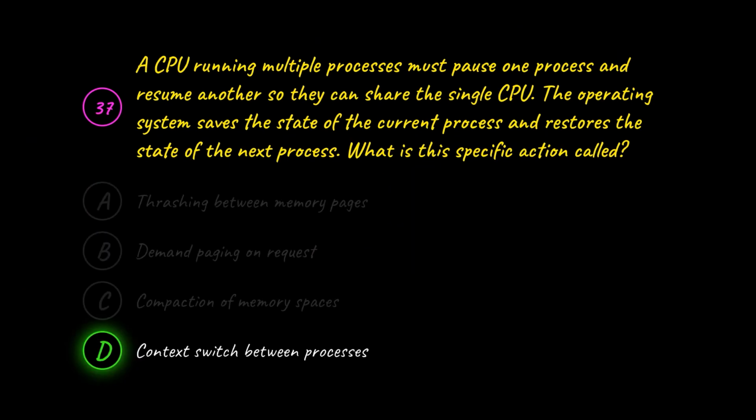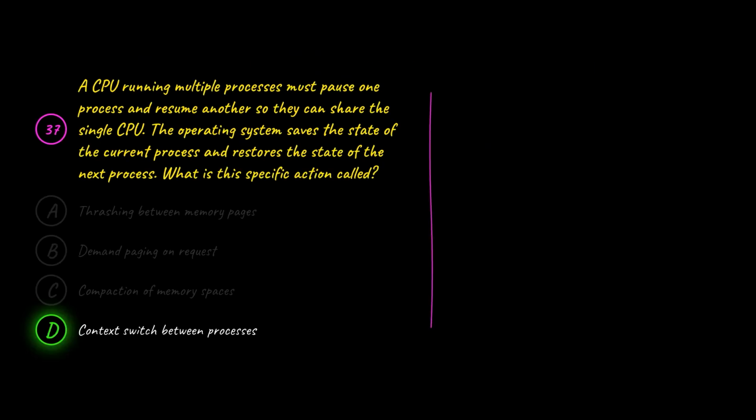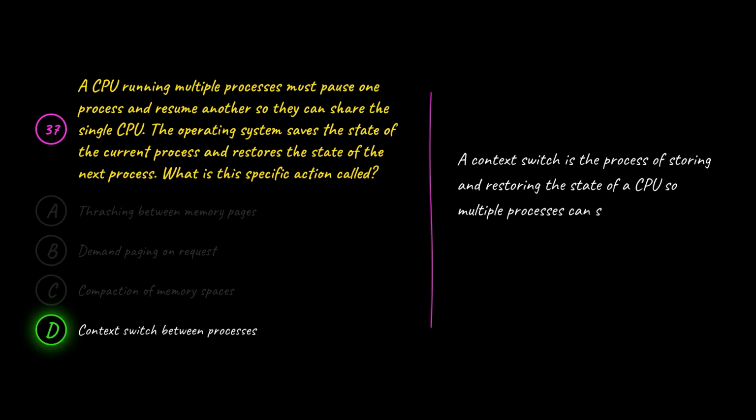The correct answer is D. Context switch between processes. D is correct because a context switch is the process of storing and restoring the state of a CPU so multiple processes can share a single CPU. This enables multitasking even on systems with only one processor.